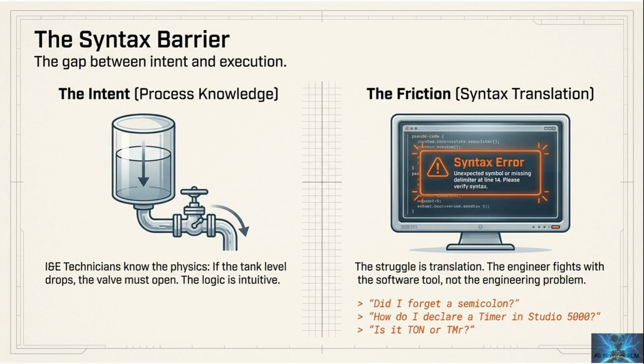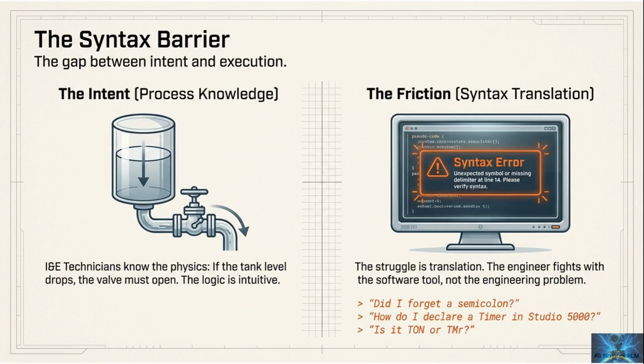The syntax barrier. Here's the core friction. Technicians and controls folks usually understand the intent perfectly. If the tank level drops, a valve should open. If a pump faults, an alarm should trigger. If the wet well rises, the lead pump should start, and the lag pump should come on if demand increases.